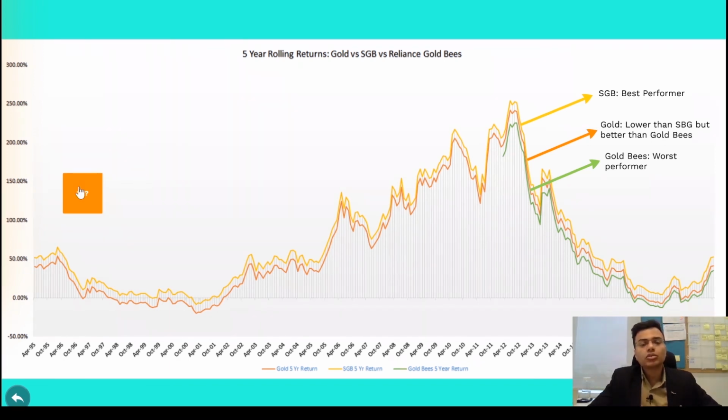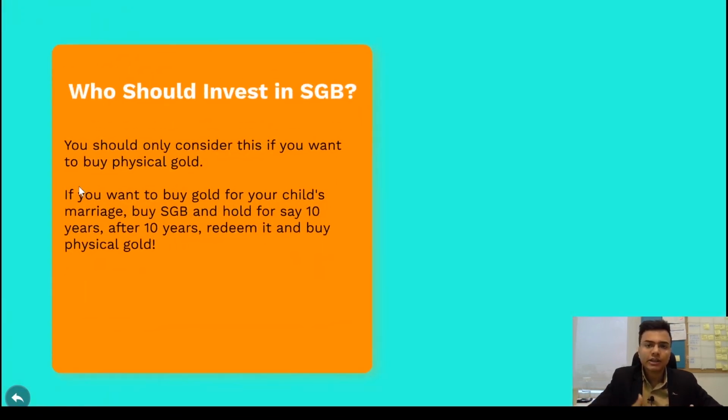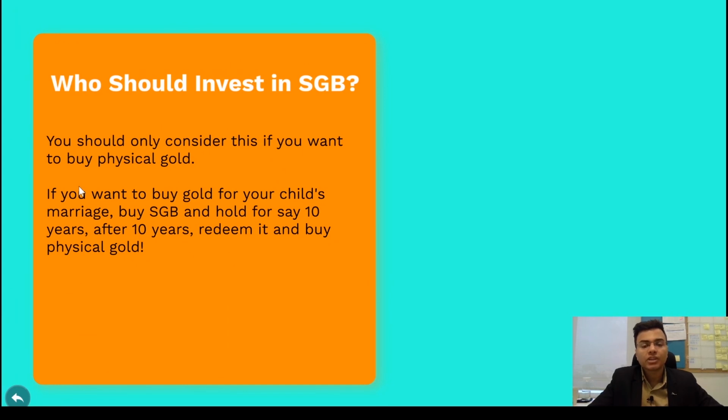Now this brings us to the end of this discussion, but before I leave, I want to answer a very important question. Who should buy this? Who should invest in sovereign gold bond? See, you should invest in a sovereign gold bond only and only if you are planning to buy physical gold or a gold ETF. Otherwise, you should not go for gold bond scheme. Equities have delivered much better returns in decades compared to gold. So who should buy this?